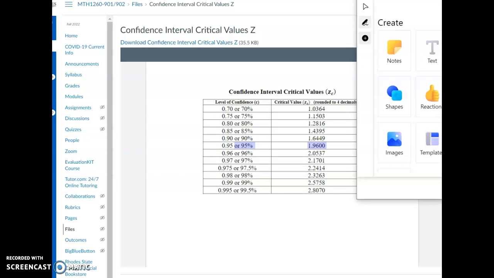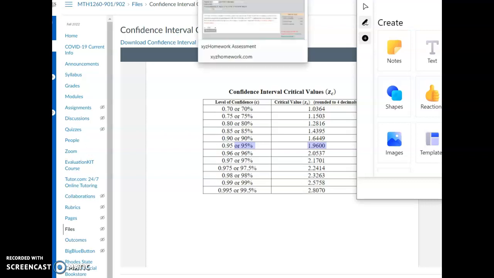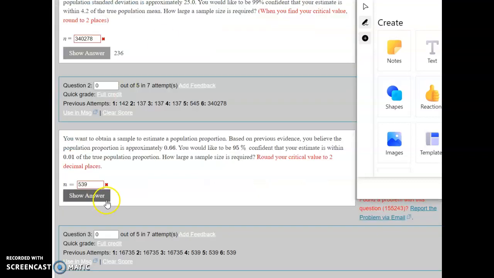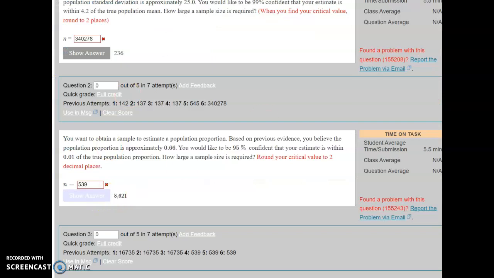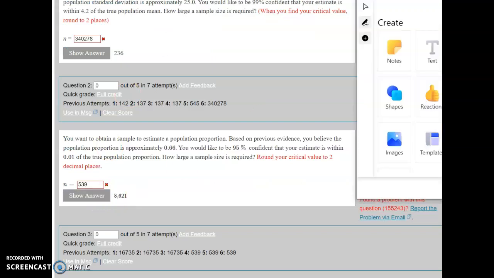Typically, in my calculator, I normally do 1.96 divided by 0.01, push enter, then I square it, push enter, then I multiply it by, in parentheses, 1 minus 0.66, push enter, and then I multiply it by 0.66. I'm going to leave you to try to put that in your calculator. The answer that you should be getting is 8621. And if you get a decimal answer, you should always be rounding up.